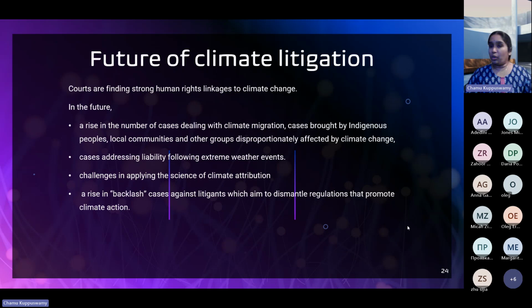So it's because of both, because there is a rising trend and because there will be new policies which will be contentious as we raise the ambition. So both of these will lead to more climate litigation in the future. Okay.